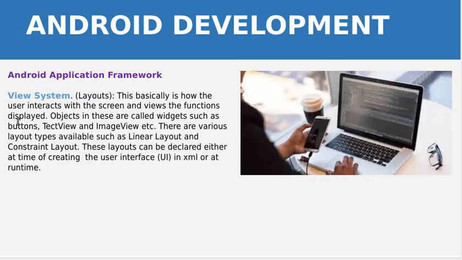The last one is the view system. This is basically how the user interacts with the screen and views the functions displayed. Objects in these are called widgets, such as button, text view, and image view. There are various layout types available, such as linear layout and constraint layout. These layouts can be declared either at the time of creating the user interface in XML or at runtime.